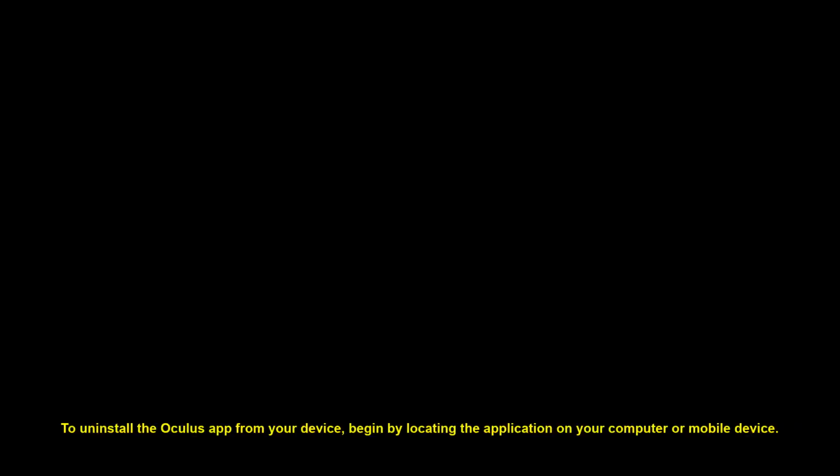Clearly. To uninstall the Oculus app from your device, begin by locating the application on your computer or mobile device. If you're using a Windows PC, click on the Start menu at the bottom left of your screen. Type Control Panel in the search bar and hit Enter. In the Control Panel, select Programs and then Programs and Features.